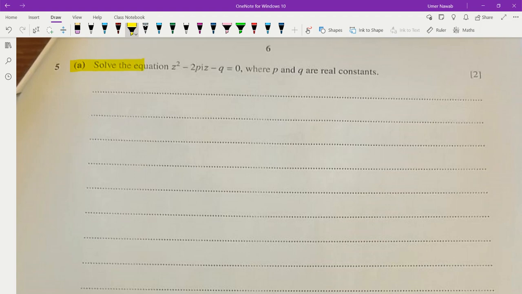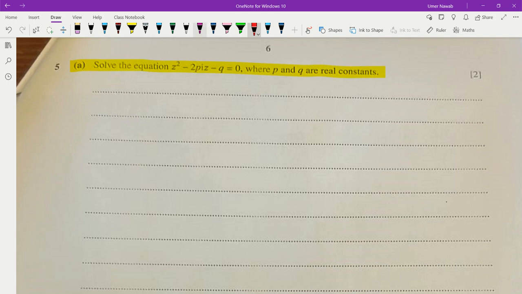Let me read the question first. Solve the equation z squared minus 2p iota z minus q equals 0, where p and q are real constants. If we look at this equation, it is quadratic in z. Whenever an equation is quadratic in any variable and we want to solve it, we have only one method, which is called the quadratic formula.